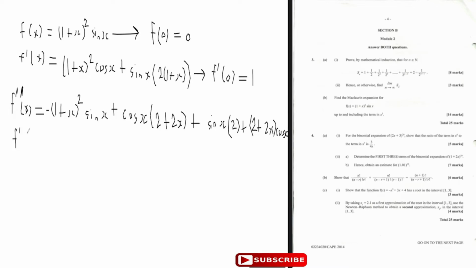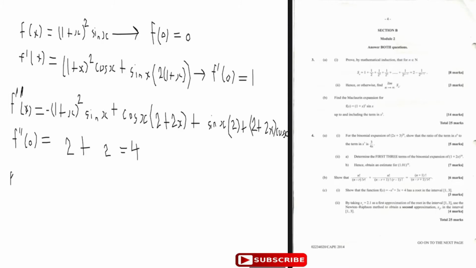F double prime of 0 is going to be equal to, we're just going to plug in 0 now. All of this is 0. The cos of 0 is 1. And then this is 1 times 2 is 2. Then this part is 0 plus cos of 0 is 1. So this becomes plus 2 times 1. So this becomes 2 plus, right here again, it is 2. So 2 plus 2, which is 4. So that's f double prime of 0.